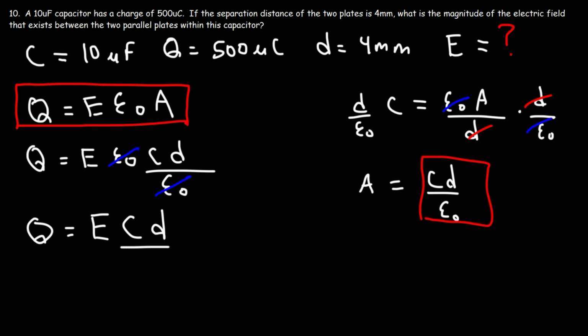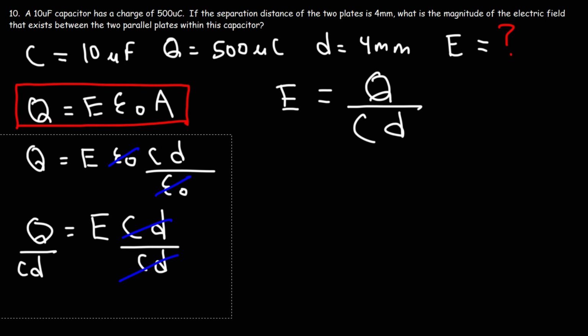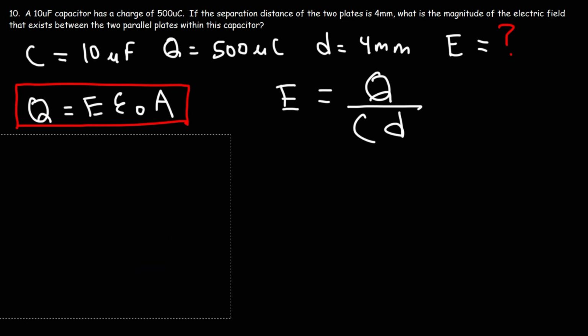Now let's get E by itself. So let's divide both sides by CD. For this problem, the electric field is going to be equal to the charge on the two plates divided by the capacitance and divided by the separation distance. So this is the formula that we need for this problem to get the electric field.